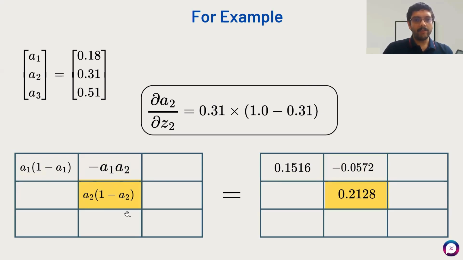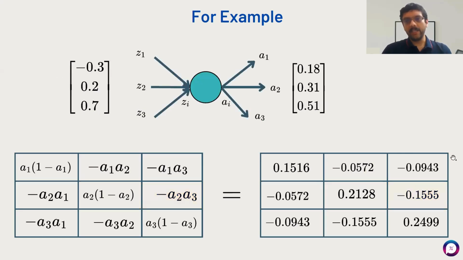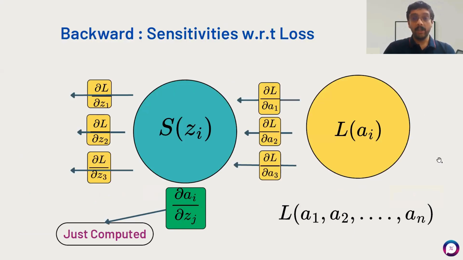So you have A2 times (1 minus A2), so 0.31 times (1 minus 0.31), which is this term. What about this term, the derivative of A2 with respect to Z3? It's minus 0.31 times 0.51, which is this. So I filled in the rest. Hopefully you've tried this out and you've got the answer as well. If not, just go back to the previous page, do this by hand, and it'll be an interesting practice for you. But now we see how we can get the derivative of the outputs of the softmax with respect to the inputs. And we're not done, right?